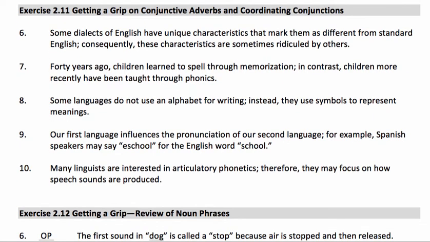Number 8, again, we have two independent clauses. The first independent clause, we have some languages is the subject. We have do not use an alphabet as the predicate. We follow with a semicolon, conjunctive adverb, comma, and here is the subject of the second independent clause.